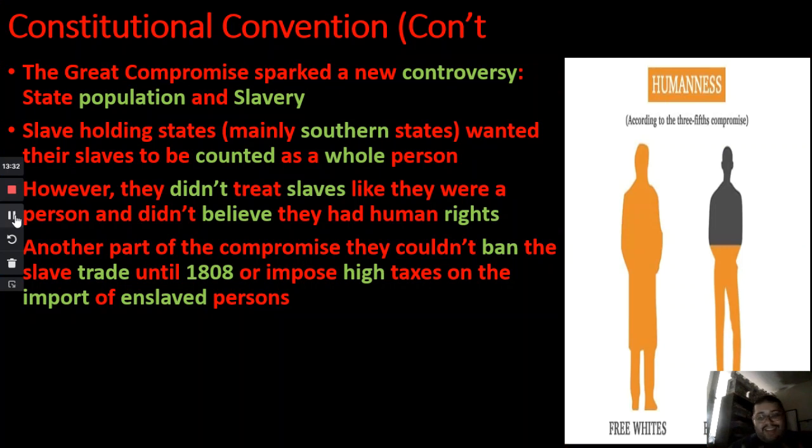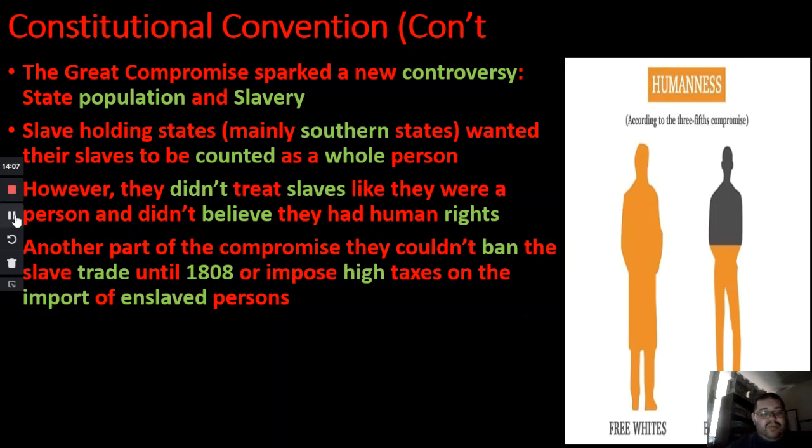Now, sadly, like a lot of things in history, when somebody does something they believe is for the best, for the good of people, a lot of times it ends up going bad. And that's what happened here. The Great Compromise sparked a new controversy. Because remember, in the House of Representatives, a state gets more power by how many people they have. Now, some states had a lot of people, but they really didn't count them at that time because a lot of those people were slaves.